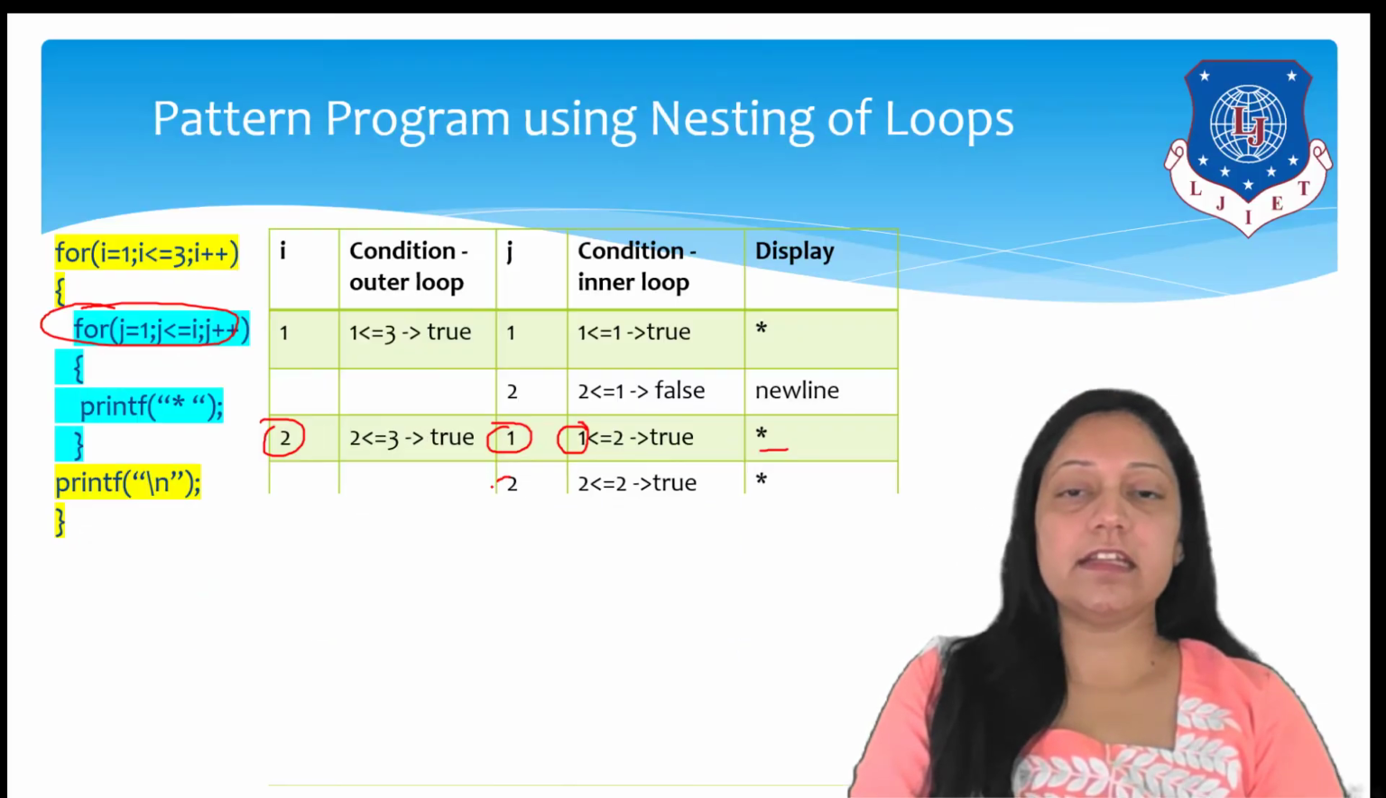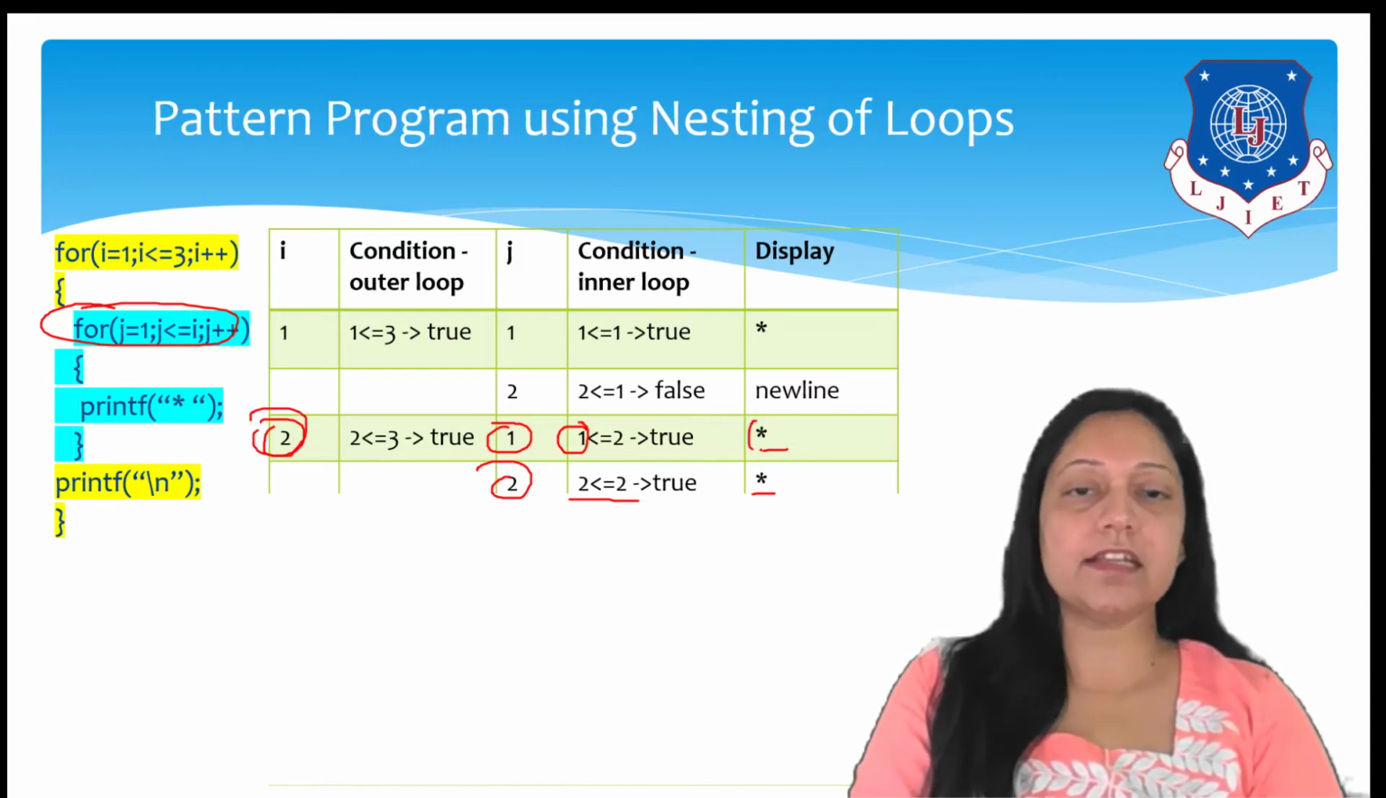Now again j is incremented. The inner loop is continuously executed. So j becomes 2. The condition is 2 less than or equal to 2, which is true, and a star is printed. So you can see here when i is equal to 2, that is when we are in the second row, how many stars are printed? A total of 2 stars are printed.